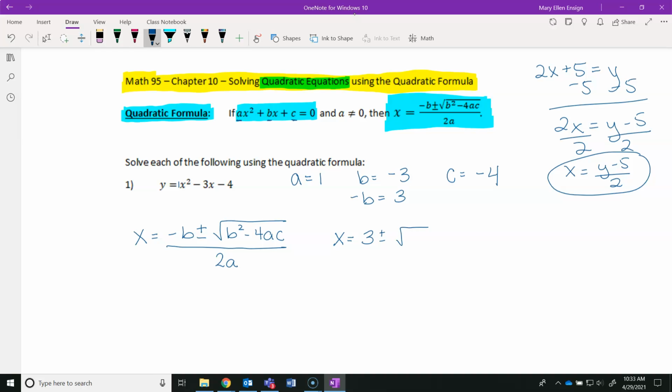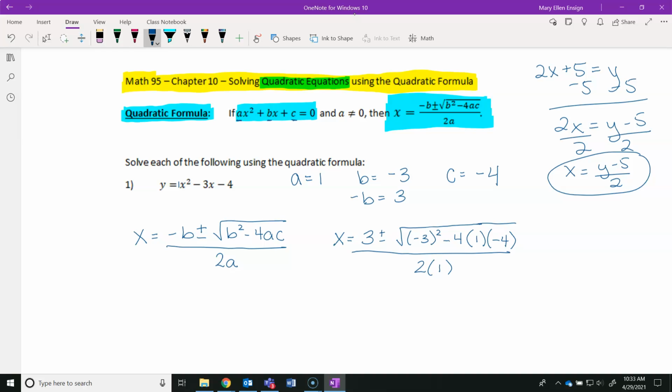Then we have the square root of b squared, negative 3. Make sure it's in parentheses. It's a really, really common mistake, and then it messes everything up. Minus 4 times 1, which is a, times negative 4, which is c. And then all of this, including that 3 out front, is over 2 times a.